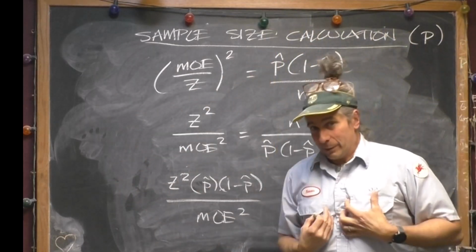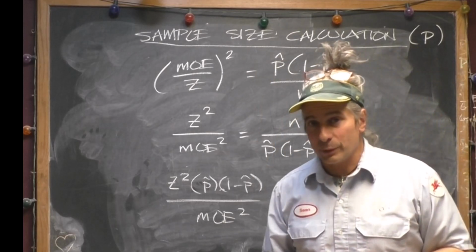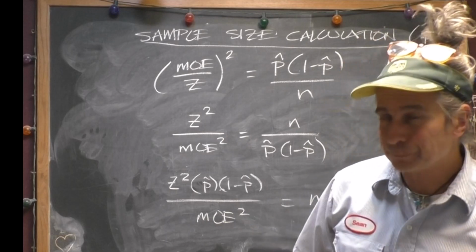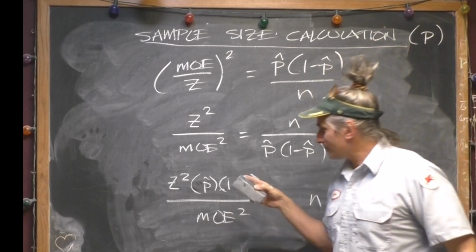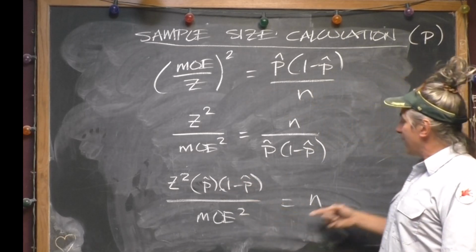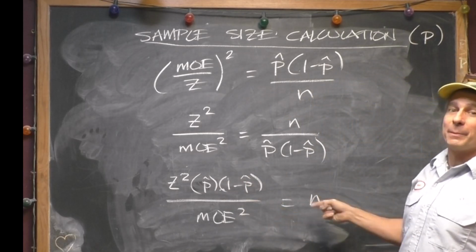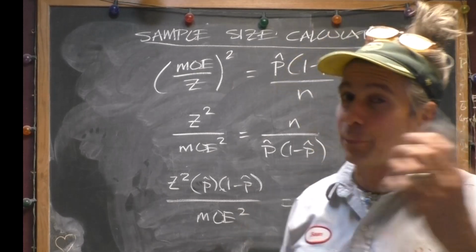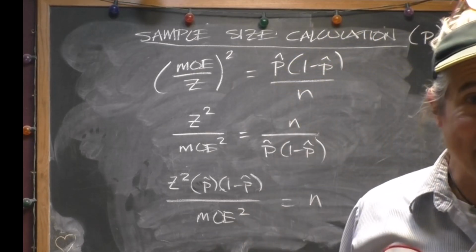So the way I deal with this, I think the way most statisticians deal with this, is they say you're not going to know what p hat is yet. So you're going to assume that the value of p hat is such that it makes the sample size as large as possible to minimize error. Now, if you tried the extra credit problem from the previous homework, you actually addressed this.